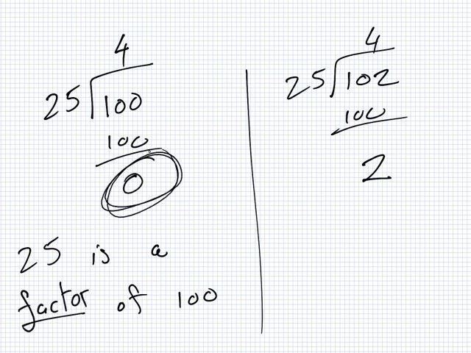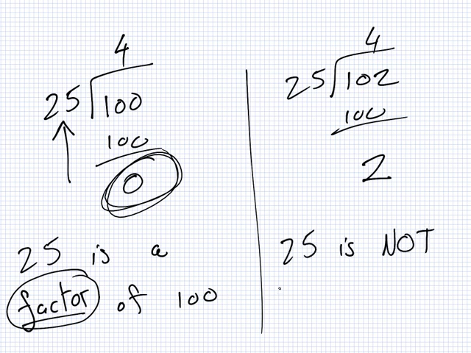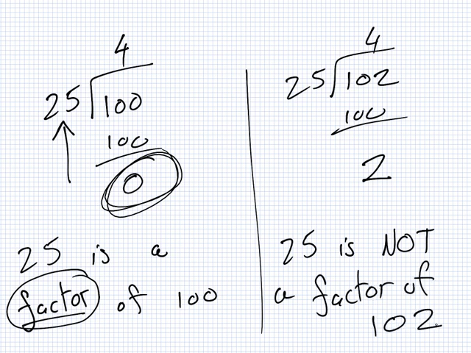So when this happens, we can call the divisor a factor. So in this case, we can say 25 is not a factor of 102. In the 3 examples I did previously, the divisor was a factor in all 3 cases. If we want to check if something is a factor, all we have to do is divide and see if we get 0.